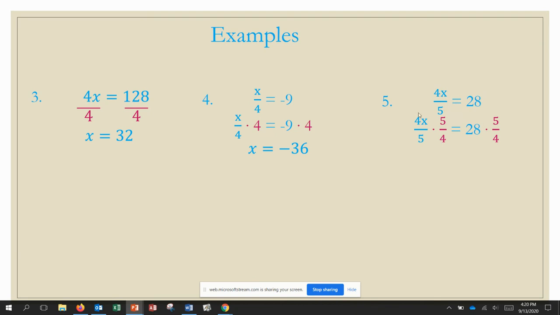And again, if we do something to one side of the equation, we have to do it to the other. 28 times 5/4 is 35, which you can go ahead and check in your calculator.